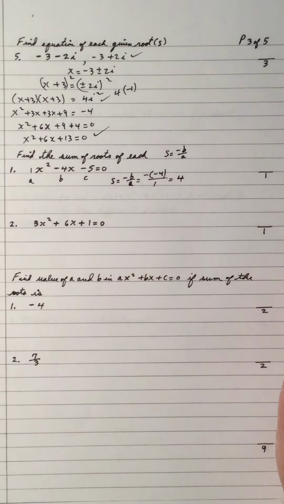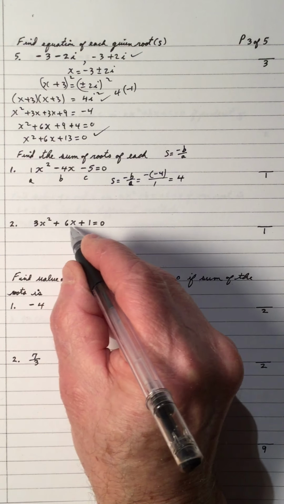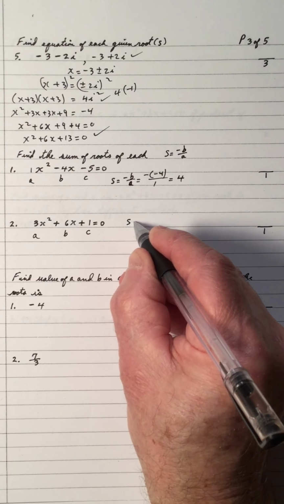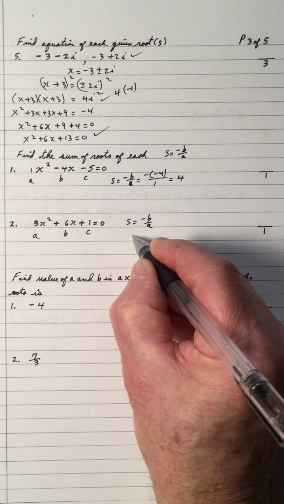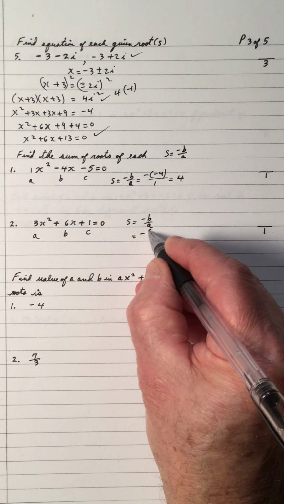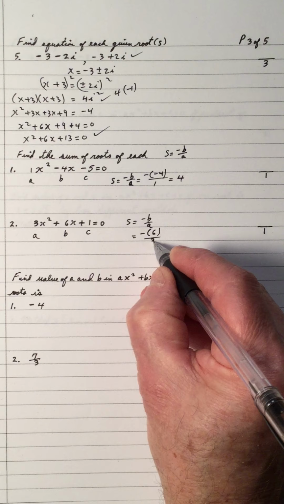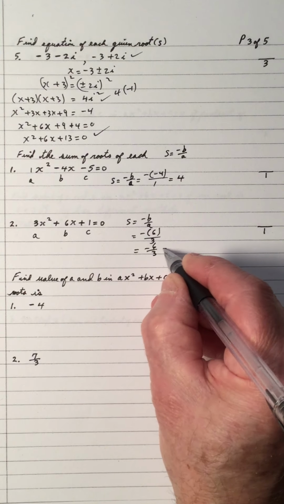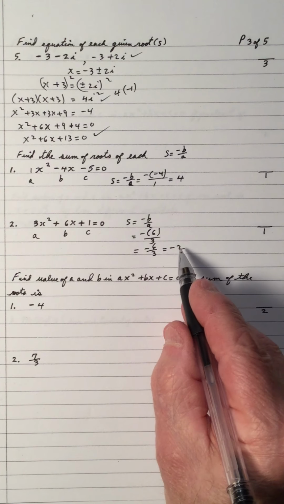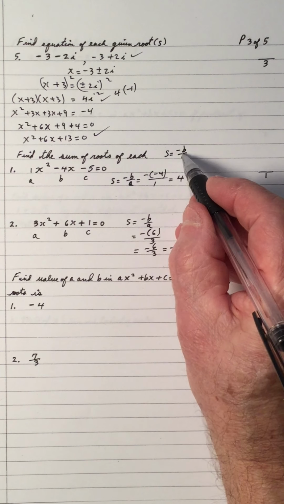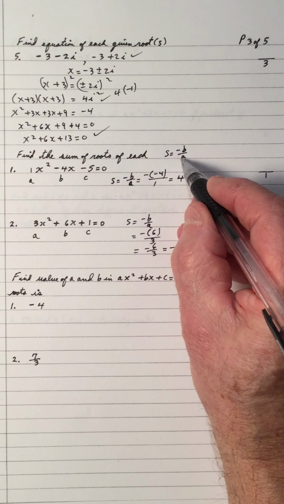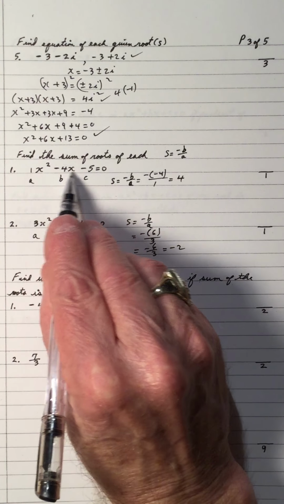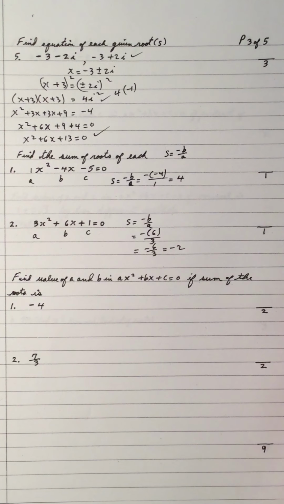Give yourself a mark. And again, in this equation, ax squared plus bx plus c, a is 3, b is 6, c is 1. And the sum of the roots is negative b over a. And b is 6, so it's the negative of 6 over a, which is 3. So that's negative 6 over 3, which is negative 2. So the sum of the roots is negative 2. Notice negative b over a is for the sum of the roots when you have ax squared plus bx plus c. Give yourself a mark if you have negative 2 for the sum of the roots.